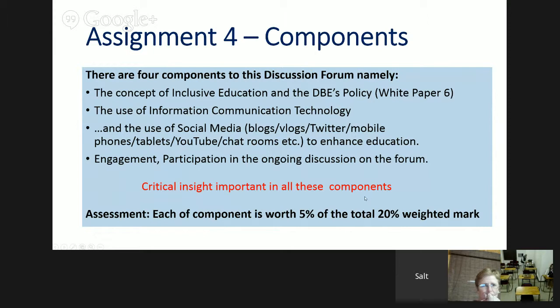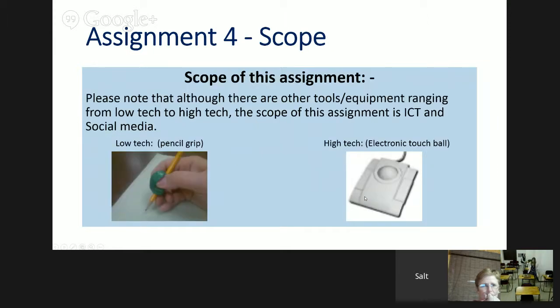Right, I want to look at the scope of this assignment. Obviously, there are many tools that can be used in assisting children, but we're looking here specifically at the more high-tech assistive tools, so your electronic ones, and not so much the low-tech assistive tools, for example, a pencil grip, etc. So really looking at the high technology tools that we will use in assisting learners with learning problems.